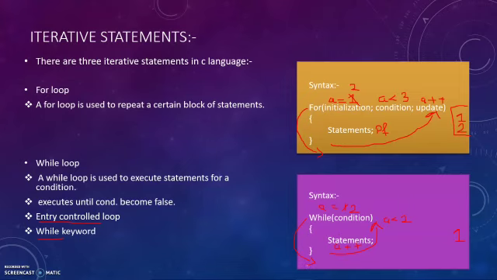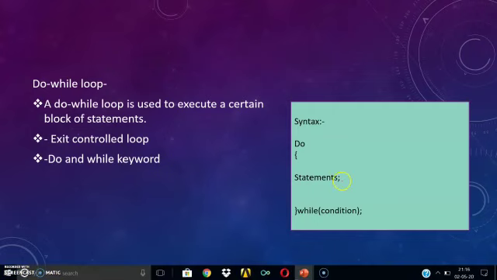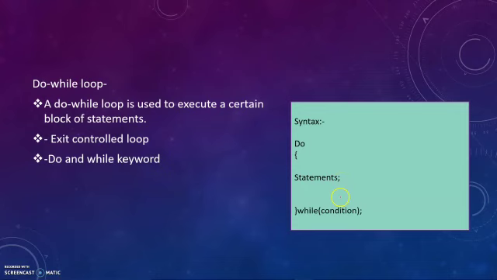Okay, now let's see the third type of the loop, that is the do while loop. In the do while loop, the statements are executed first and then the condition is checked. This is exit control loop because exit is only possible when condition is false. When this condition will become false, the control can come outside of the loop. Here we use two keywords, the do keyword and the while keyword.